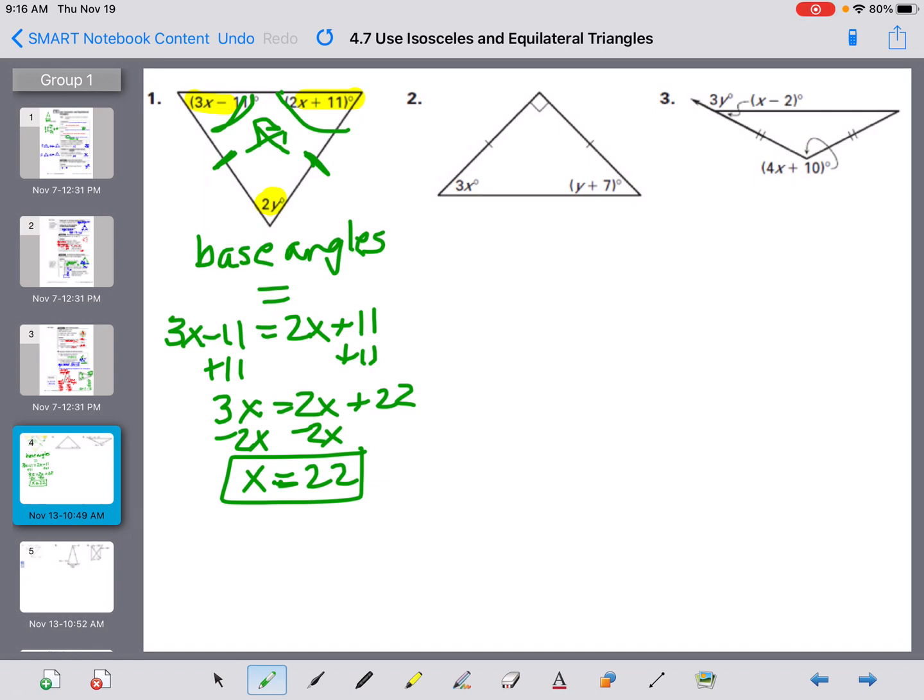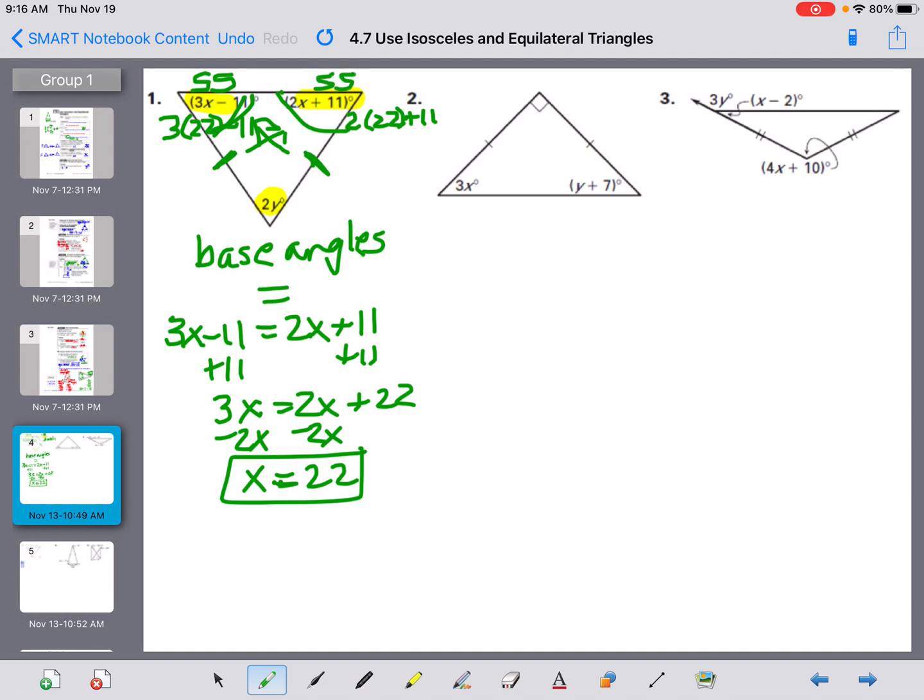What am I going to set 2y equal to? There's nothing I can, because it's all by itself. I can plug back in my 22. 3 times 22 is 66, minus 11 leaves me 55. Okay, over here, 2 times 22 is 44, plus 11 is 55.